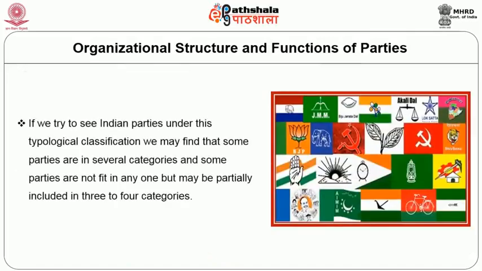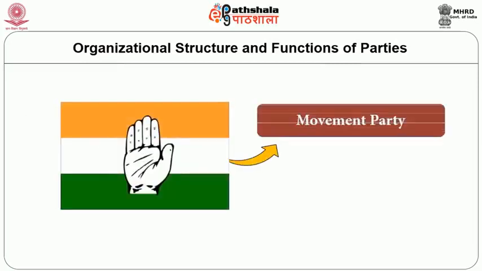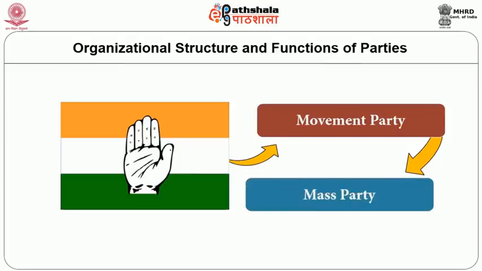If we try to place Indian parties under the typological classification, we may find that some parties are in several categories and some parties do not fit in any one of them, but may be partially included in 3 or 4 categories. The Indian National Congress or the Congress Party begins with the tendency of the movement party. Later on, it became the mass party.